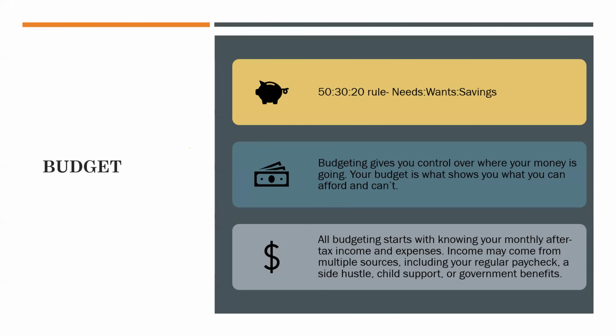A budget is what tells you which lifestyle is sustainable and which one is not. It is what tells you what you can afford and what you cannot afford. The general rule that we advise people to use is the 50-30-20 rule, where 50% covers your needs, 30% your wants, and 20% your savings or investment.